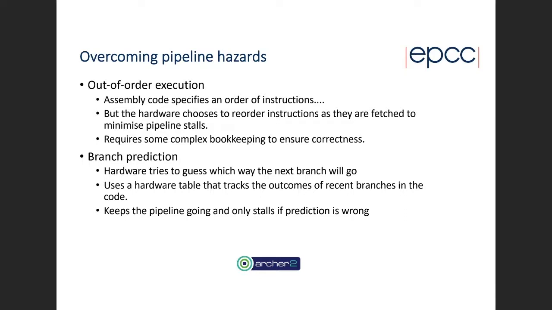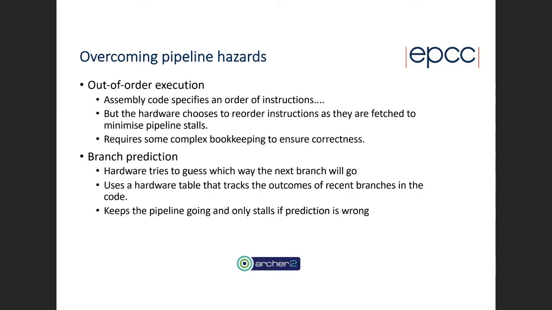And essentially what it's doing is using a hardware table that tracks the outcomes of recent branches in the code to make an informed guess. It guesses which way the branch is going to go, keeps executing the instructions going down that branch, and keeps the pipeline going.